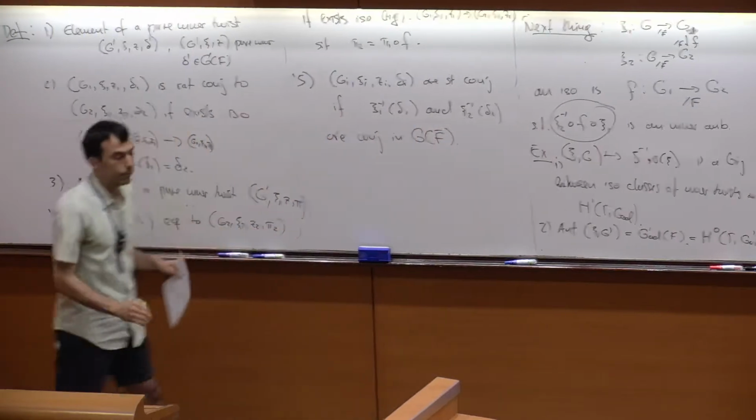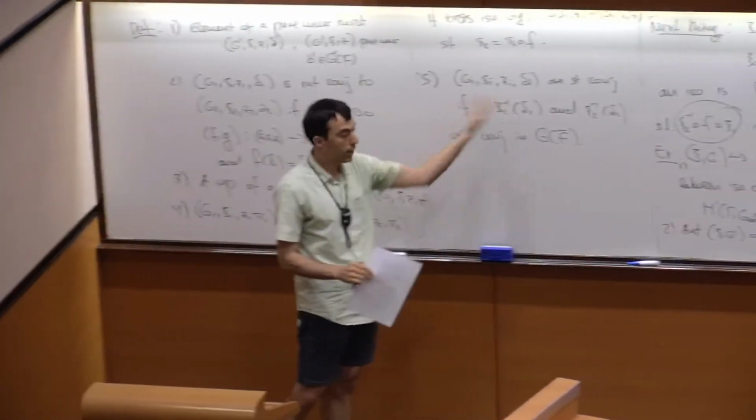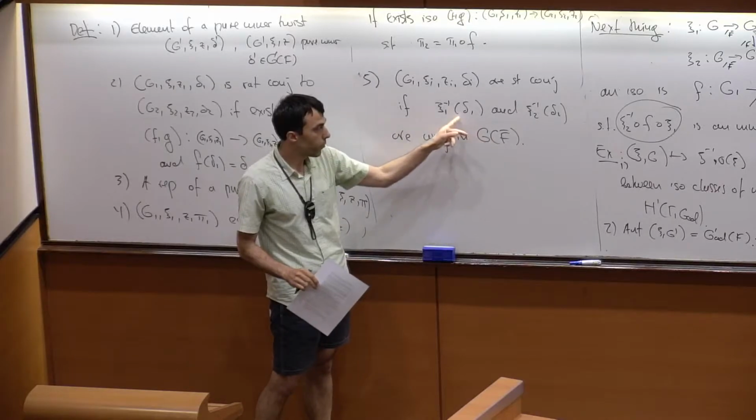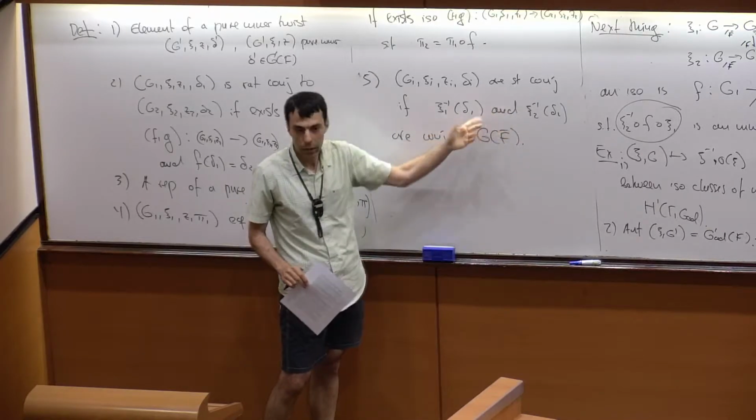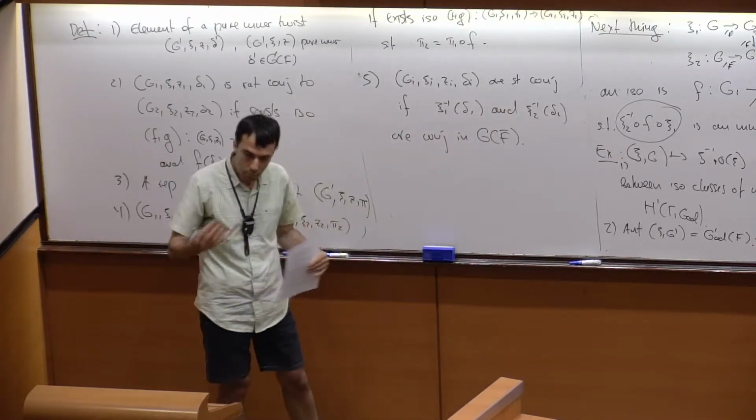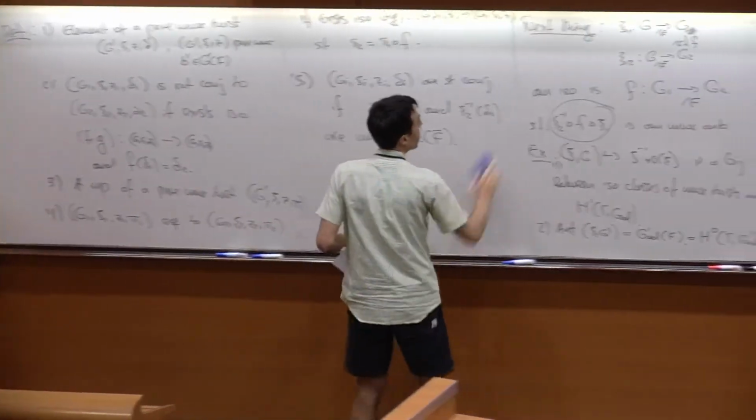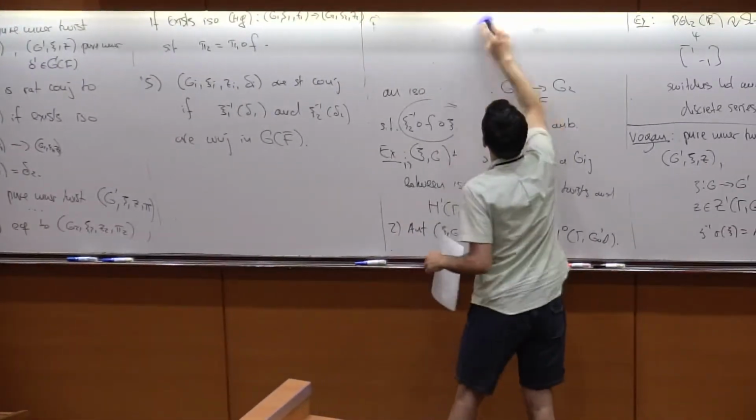All right, I can pull these back to G. They both will be now F bar points. I can still ask them to be conjugate in G of F bar. Okay, and now comes an exercise.